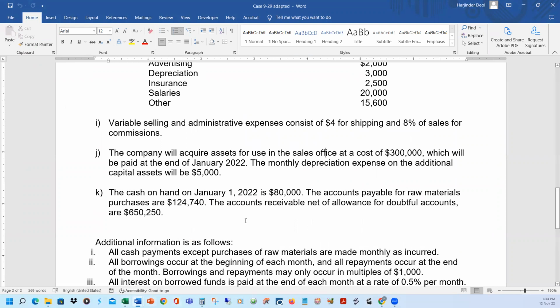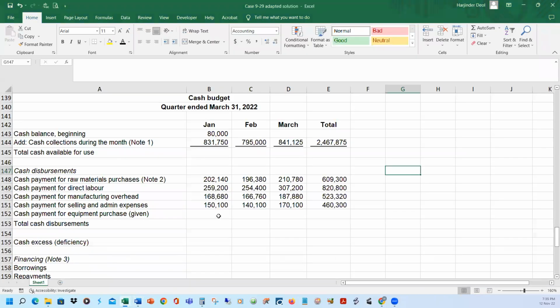Sometimes you'll be given information about dividends that the company pays at routine intervals. Sometimes the company will be paying income tax installments. So those could be other examples of payments that will be required to be included in your cash budget, but they don't come necessarily from any of these earlier budgets that we prepared. So $300,000 is a payment that will be made at the end of January.